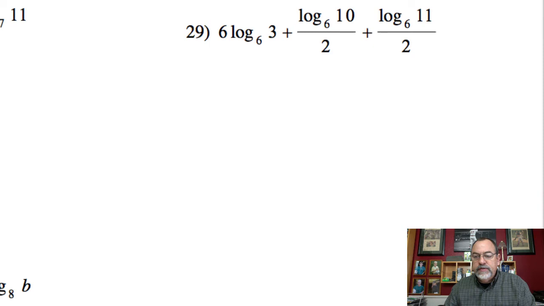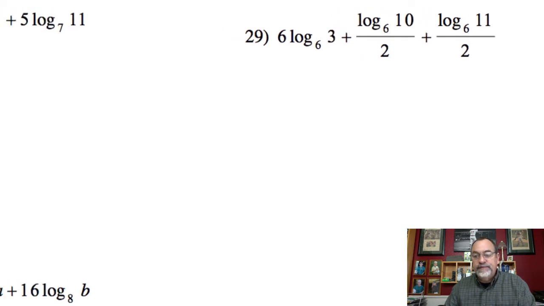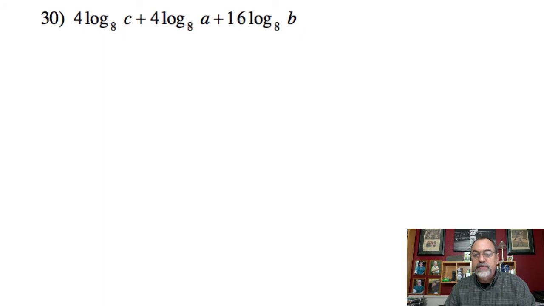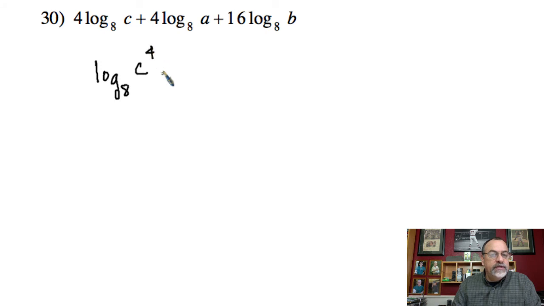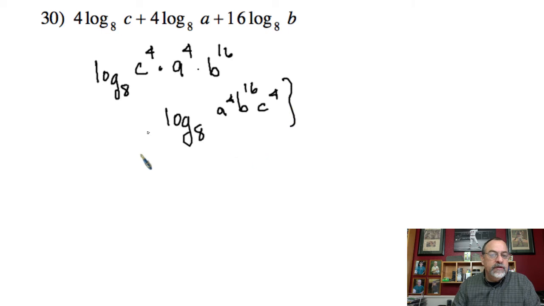Alright, one more example here, number 30, and hopefully these have been helpful for you. I've enjoyed doing them. Hopefully as much as you've enjoyed watching them. Alright, so again, I'm going to take a couple shortcuts here because we're at the end here and I need to move on. So plus and plus is multiplication. So this is an exponent in front, so this is log base 8 then of c to the 4th plus, so that's times a to the 4th plus, that's times b to the 16th. So log base 8 of a to the 4th, b to the 16th, c to the 4th, just kind of putting those in alphabetical order as we would want to do that in most cases.